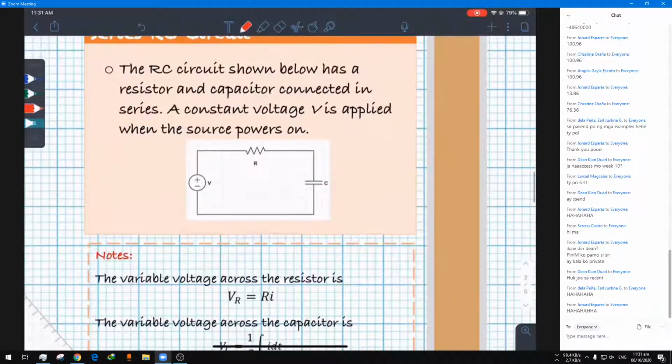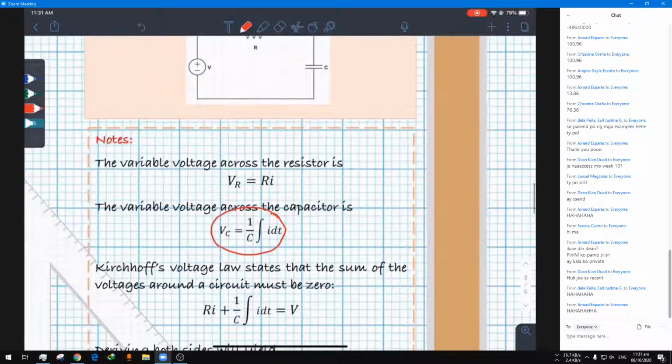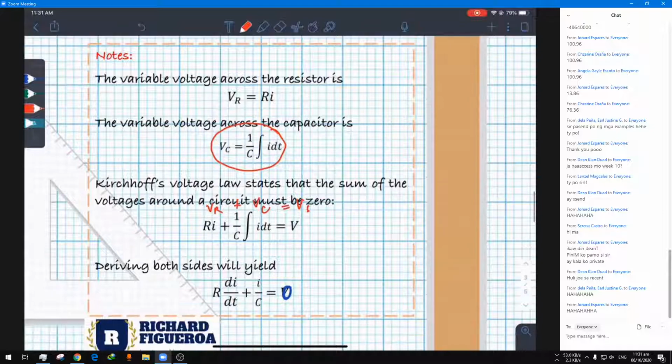Yung RC naman, ganun din. So ang difference niya, ito ang formula niya for our voltage across the capacitor. So that is 1 all over C, multiply it with the integral of I dt. So kung magki-KVL tayo, so this is the voltage on the resistor, plus voltage on the capacitor would be the voltage of the source, or the supply voltage.